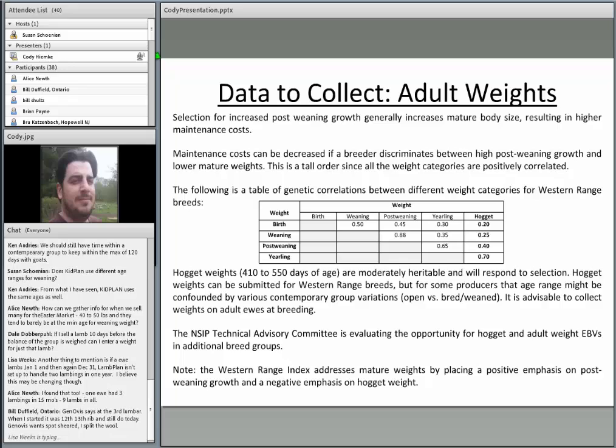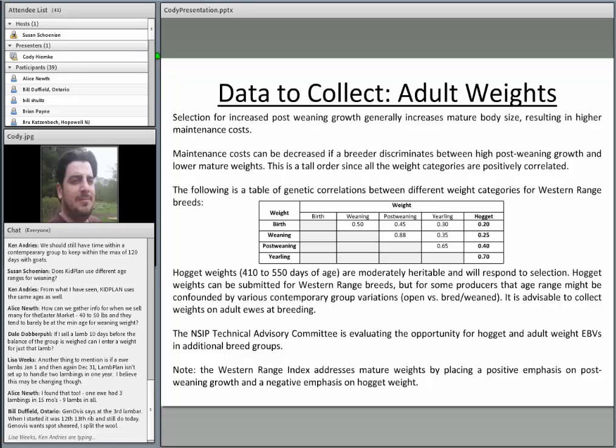I know that's personally something that I'm interested in. You'll note the first line there, selection for increased post-weaning growth generally increases body size, which does result in higher maintenance cost. Faster growing sheep will tend to be bigger sheep. And if we want to reduce our maintenance costs and have a more efficient sheep, we probably still want them to grow. And there's a high correlation between growth at all stages. So it's a tough thing to select for increased post-weaning weight and a decreased mature size. But we can't do it unless we have the data in the system.